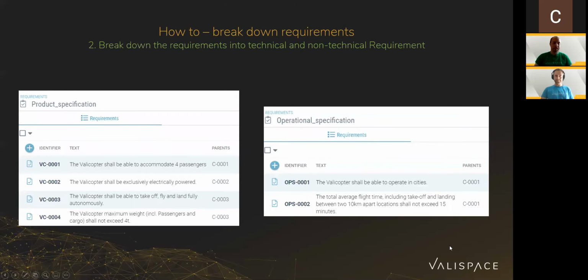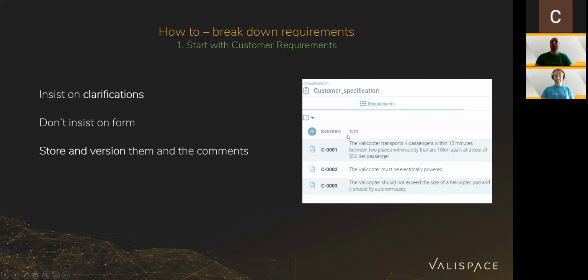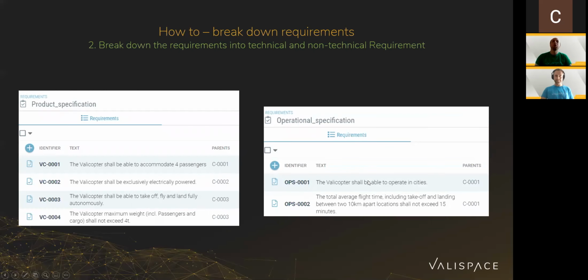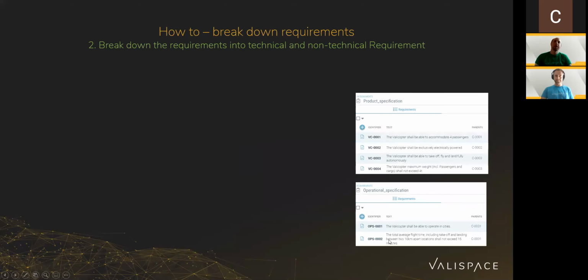Let's come to the second step. The second step is breaking down the requirements into technical and non-technical requirements. In this case, we take the requirements from the customer and break them down into product specification and operational specification. The product specification covers all the things about how the actual Valispace should look, and operational requirements come from how it's going to be operated.